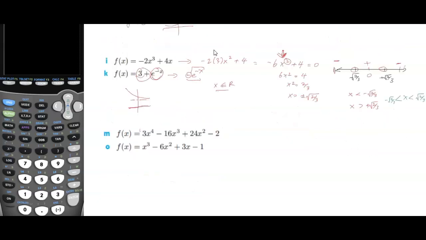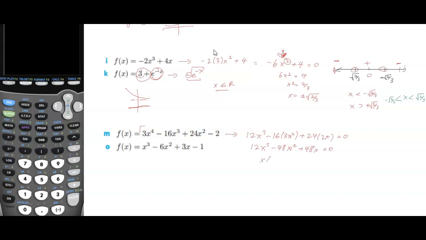Okay, here's a challenge. 3x to the 4th minus blah, blah, blah. First, we're going to take the derivative. It's going to be 12x cubed minus 16 times 3x squared plus 24 times 2x. Okay, so this is our derivative, and then we're going to set it equal to 0 to see what the critical points are. Just simplifying a little bit, we'll have 48x squared plus 48x equals 0.